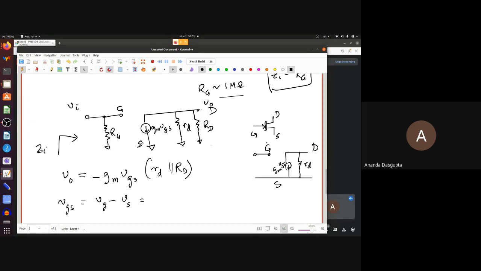Yes? 0. Yeah, the source is connected to the ground. It has to be 0. So VS is 0. What is VG? The voltage here. Come on. So VG, that's again obvious. How much is the voltage of the gate?